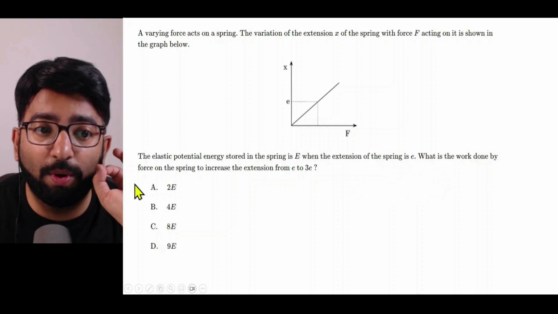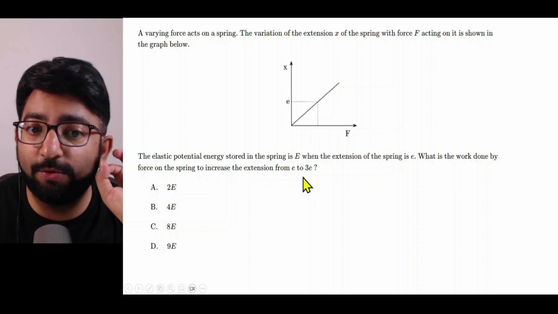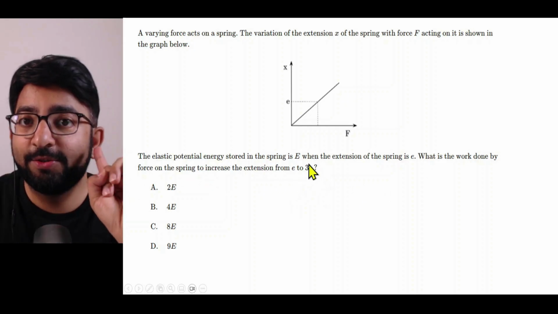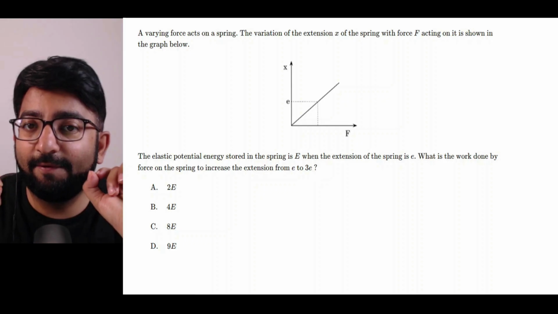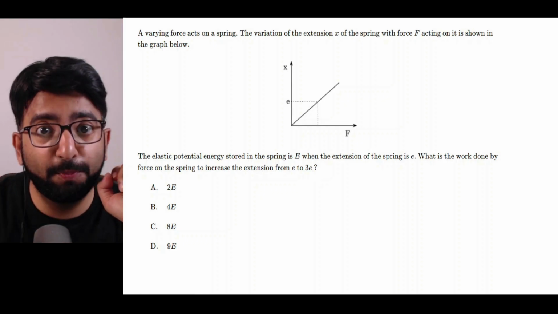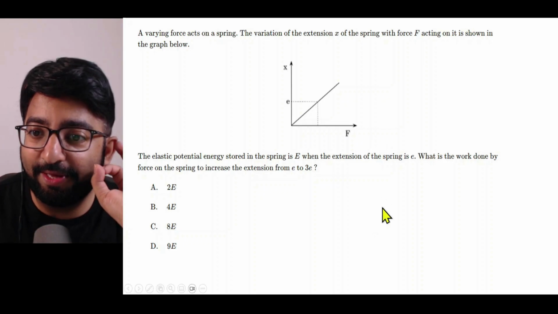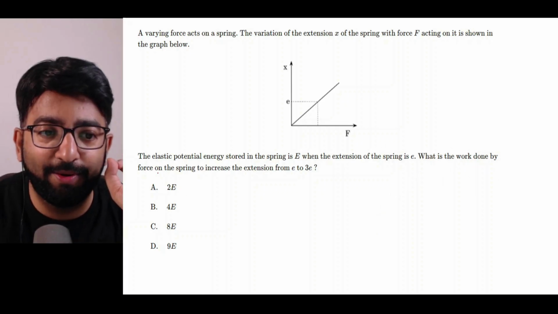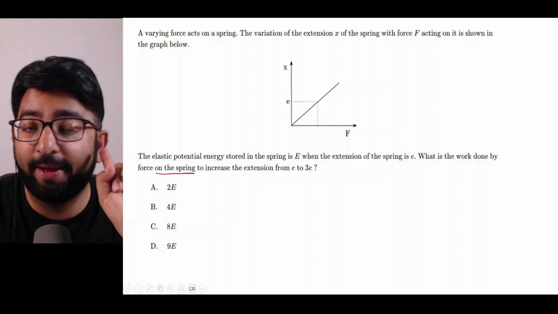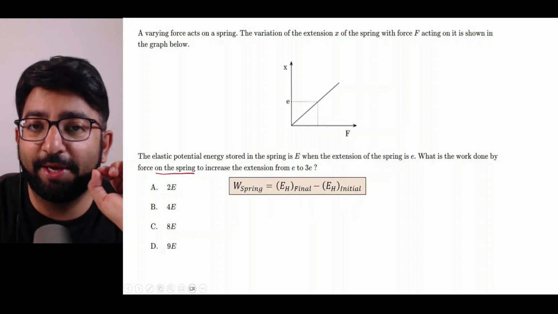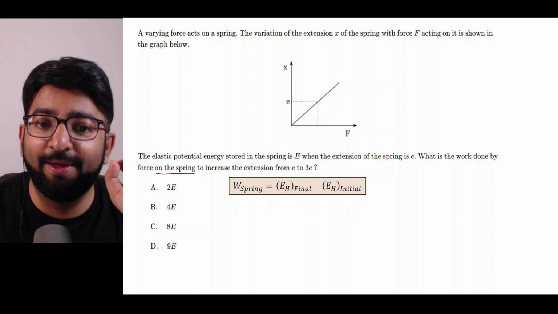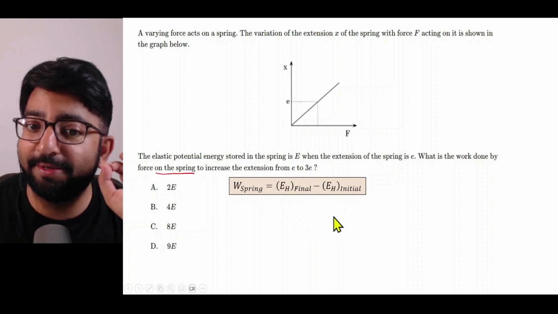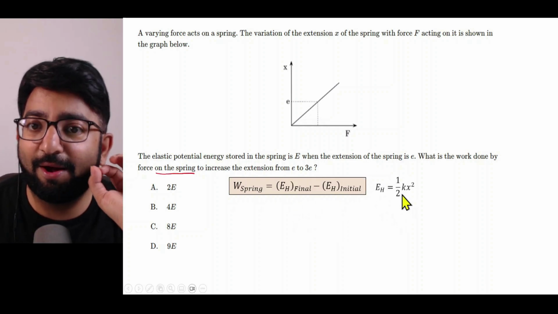We have to figure out the work done by the force on the spring to increase the extension to 3E. So step number 1, please identify, do we have to find the work done on the spring or by the spring? So let's see. We have to figure out the work done but on the spring. So let me underline this, work done on the spring. Accordingly, our formula will change. So work done on the spring, we'll write final energy minus initial energy, where the energy is half kx square.